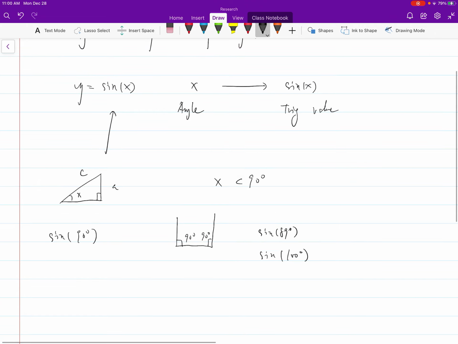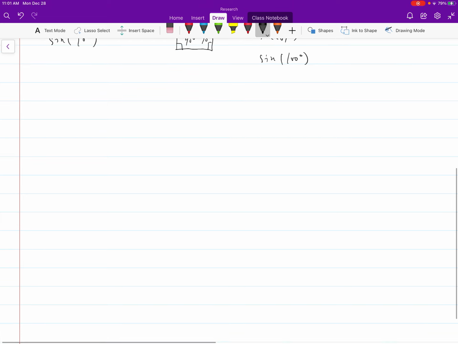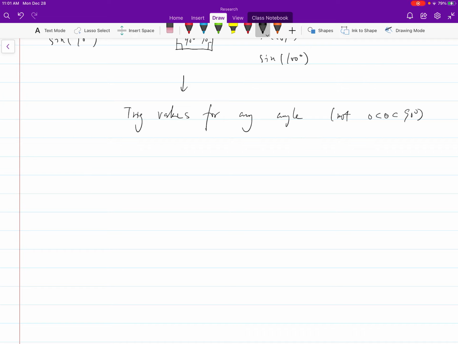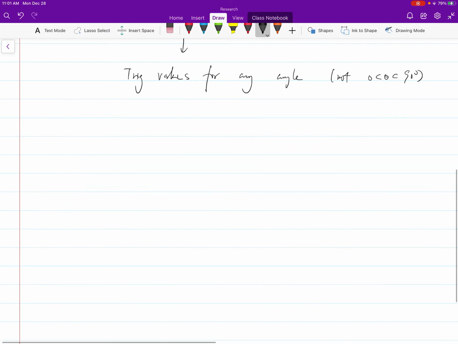So our first job to define a function like this, we want it to be adaptable to all kinds of angles. We have to extend to trig values for any angle, not just anything between 0 and 90 degree, which is fit for a right triangle. We want something beyond the right triangle. All right, so that's our first job, trig value for any angle.